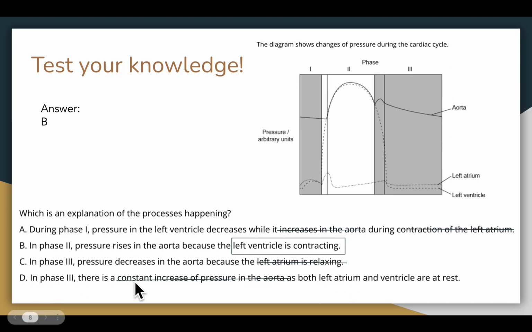Option D says in phase 3, there's a constant increase in pressure in the aorta as both the left atrium and ventricle are at rest. Well, if you look at the diagram here, it says constant increase of pressure, and we know that's not true, so instantly option D is wrong as well.